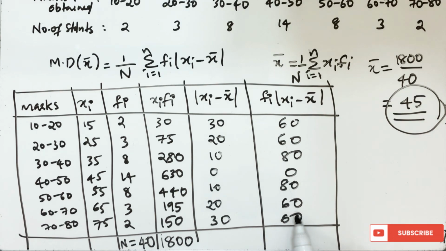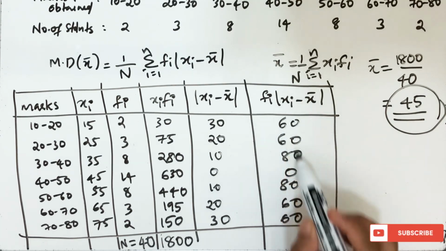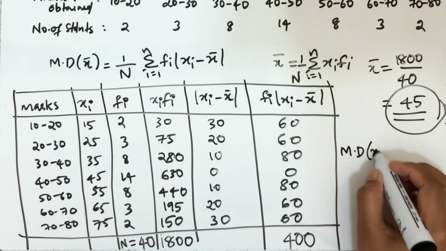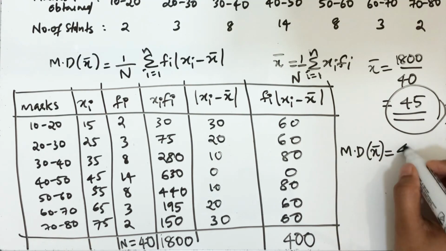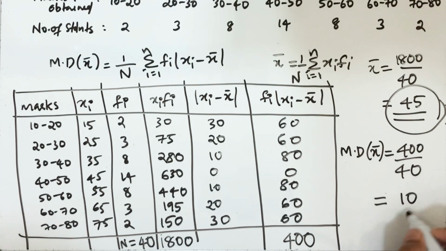Next, to find the mean deviation about the mean, we need sigma fi into mod xi minus x bar. That is the sum of the values of this column. Adding these values, we will get 400. So simple. We have N and sigma fi into mod xi minus x bar. So the mean deviation about the mean is equal to 400 divided by 40. That is equal to 10.